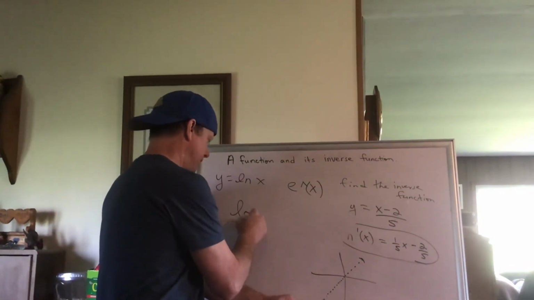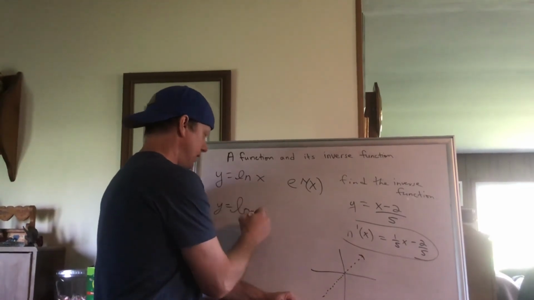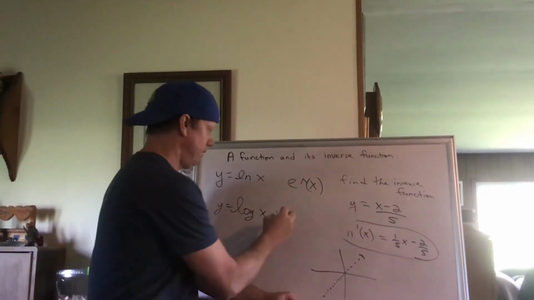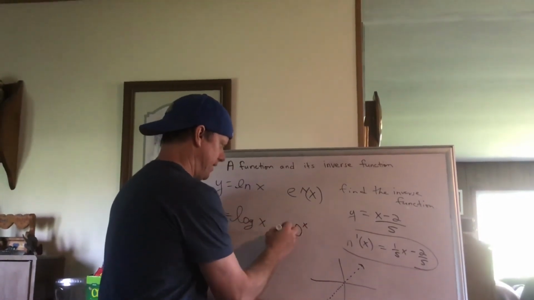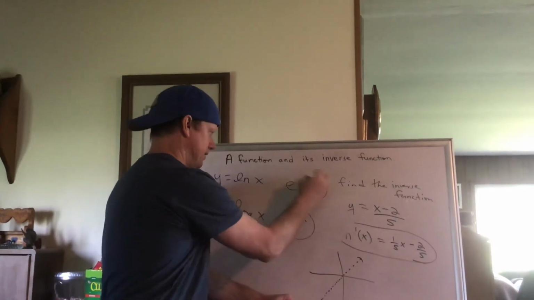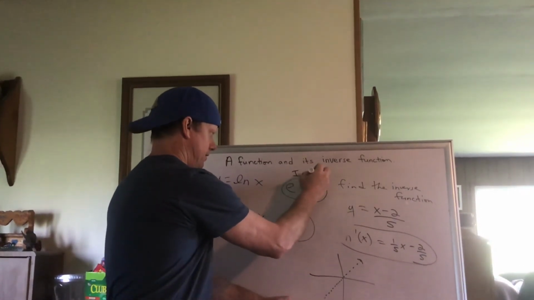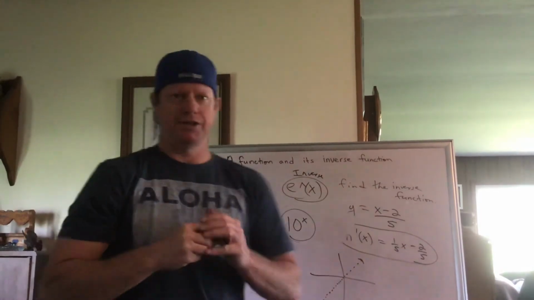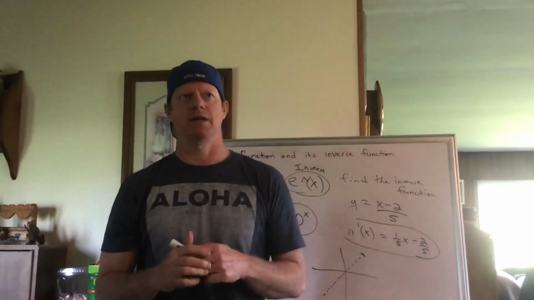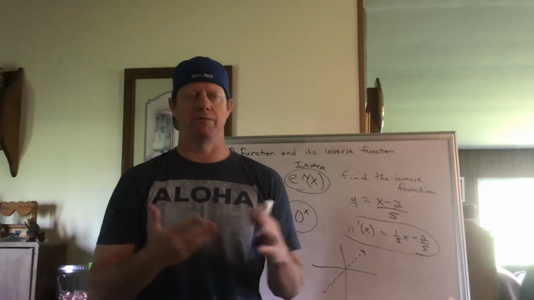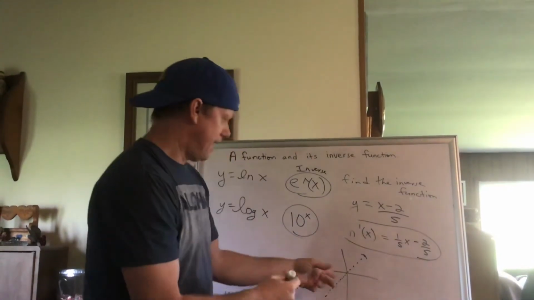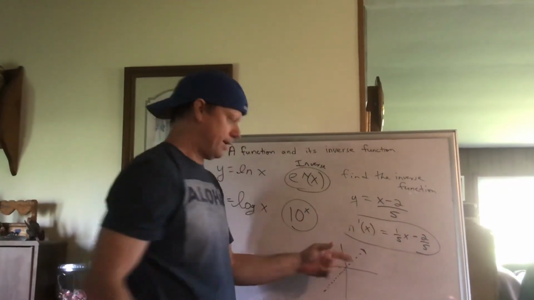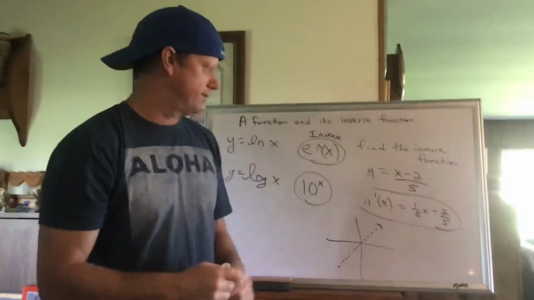And guess what the inverse function of log is? Well, the inverse function of that is 10 to the x. So those functions are inverses of each other, all right? So they too would have a reflection across a line like that, the identity function, all right?